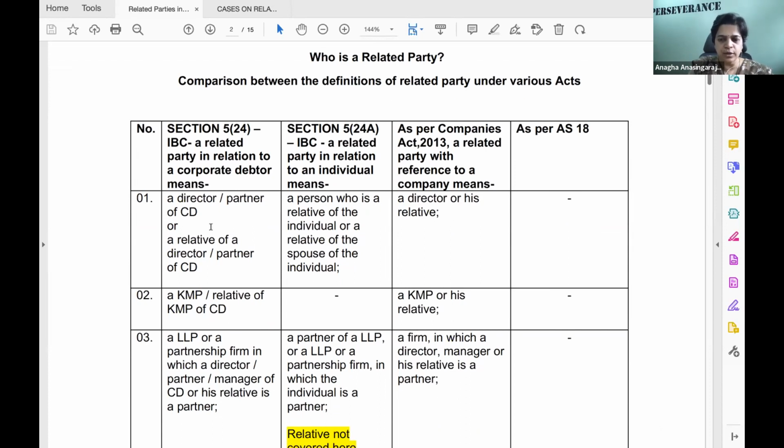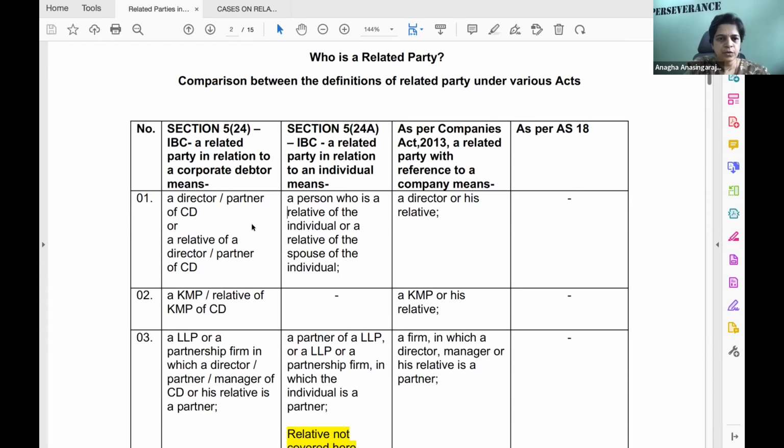So let us look at the definitions in detail. Under 5(24) of IBC, a related party in relation to a corporate debtor means a director or a partner of the CD, or a relative of a director or partner of the CD. As compared to that, under the Companies Act, the people covered are a director or his relative.